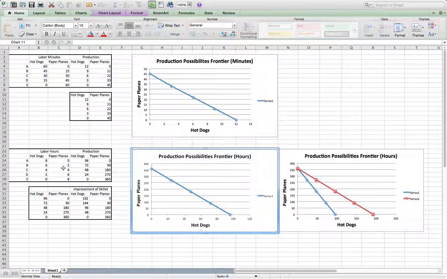And now in an 8-hour day, if you look at the x-intercept of this first graph, I can make a maximum of 96 hot dogs if I spend all of my time and resources just making hot dogs. Whereas on the y-axis, you can see the y-intercept represents the maximum amount of paper airplanes I could make if I spent all of my time and resources just making paper planes, which gives me a maximum of 360.